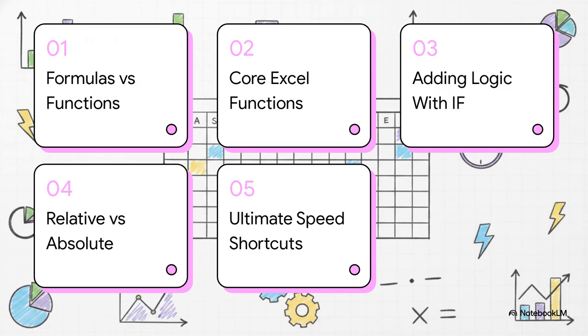To get there, here's our roadmap to conquering the grid. Number 1, formulas versus functions. Number 2, the core Excel functions. 3, adding logic with IF. 4, relative and absolute references. And finally, number 5, shortcuts for ultimate speed.